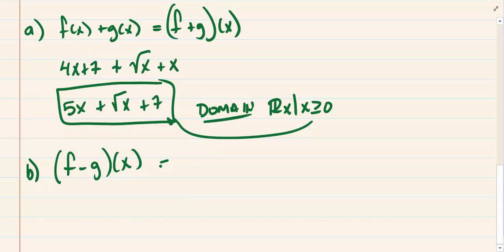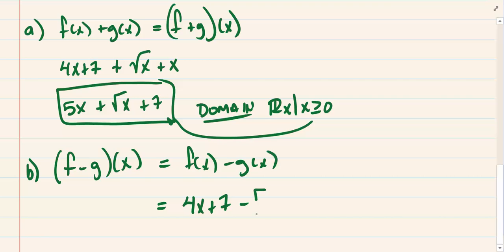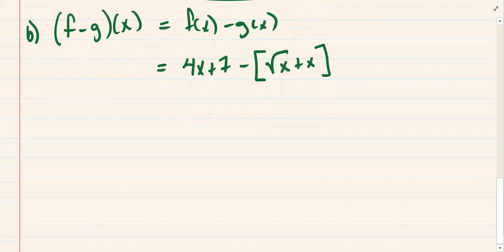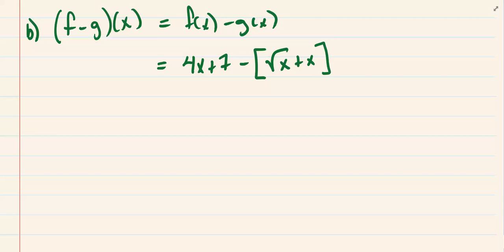f of x minus g of x, right? Okay, f of x is, what is it? It's 4x plus 7, right? Okay, now minus g of x is the square root of x plus x. Why do you think I'm going to put parentheses around this here? To remind you that everything to the right of the minus sign is negative, right?